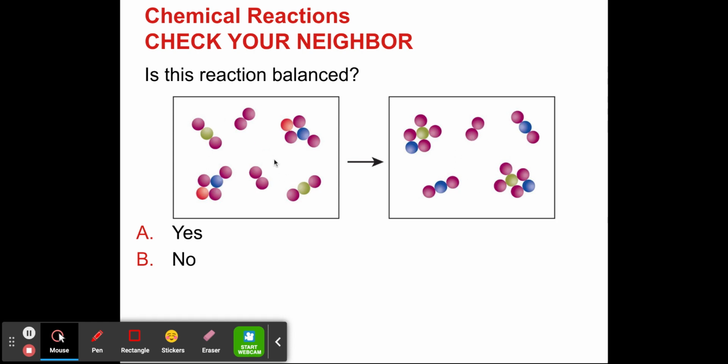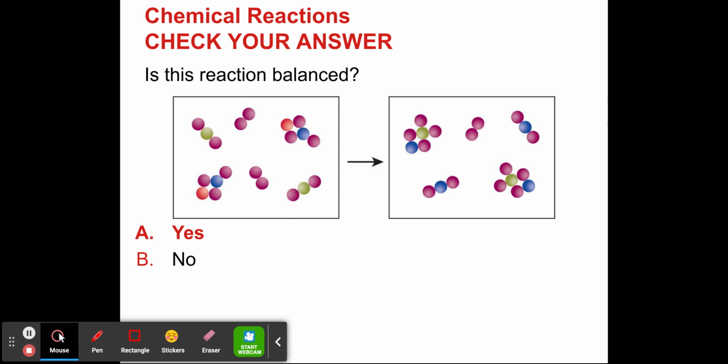So I don't even need to check the other ones, okay? Just the fact that I have two pink atoms on the left and nothing on the right means that this reaction is not balanced. I can go further to look at the blue atoms. There are two blue atoms on the left, but when I count on the right, how many blue atoms? One, two, three, and four. So that reaction is automatically not going to be balanced.